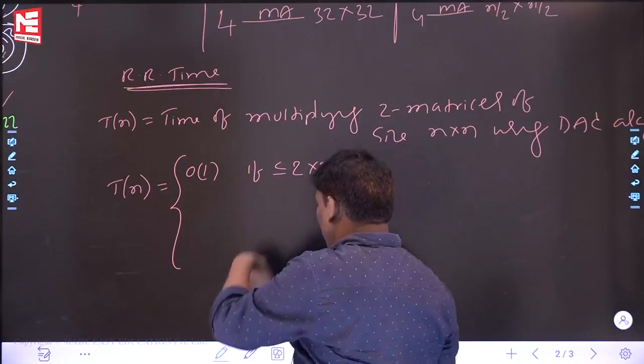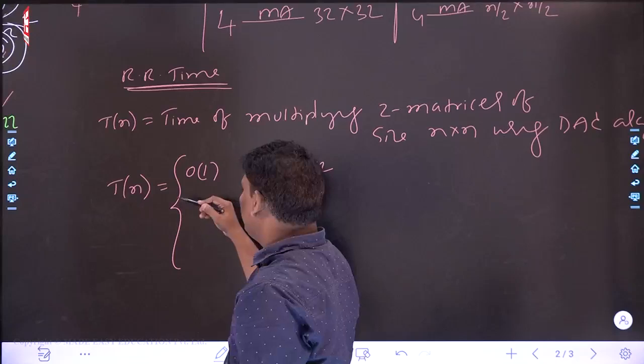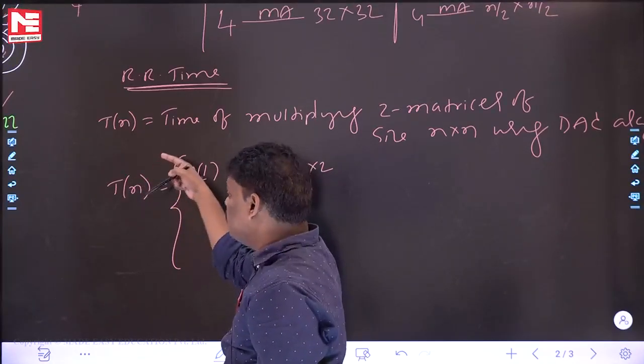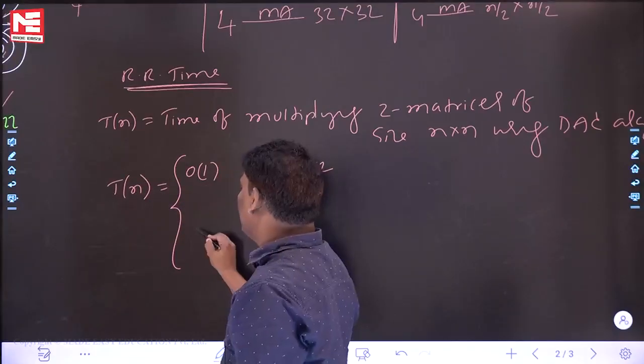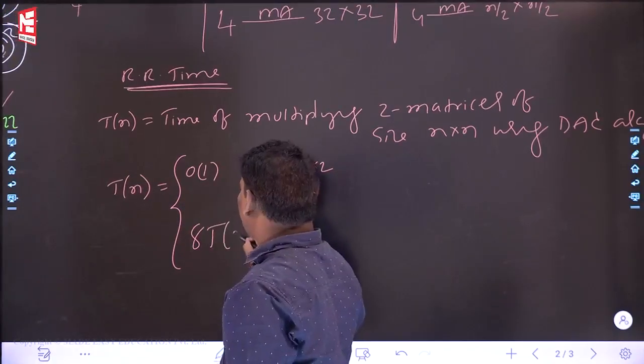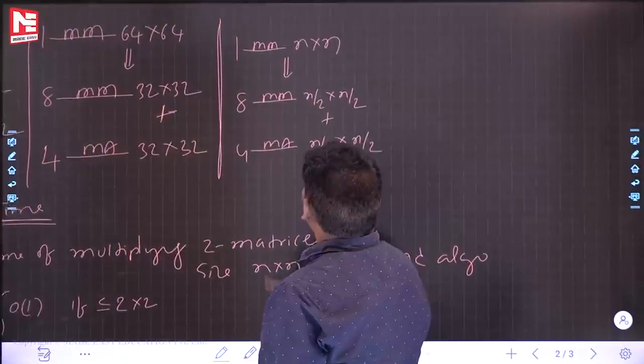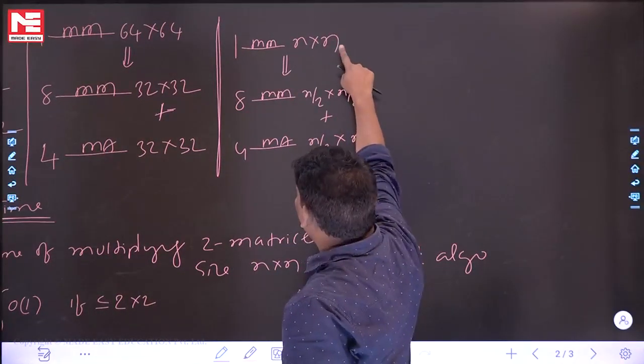Now see this one. If it is a big problem, one matrix multiplication of size n by n is a big problem. In terms of small, you have to do it. Then what is the answer? 8 matrix multiplications of size n by 2. I already wrote it: one matrix multiplication of size n by n, if you want to do.